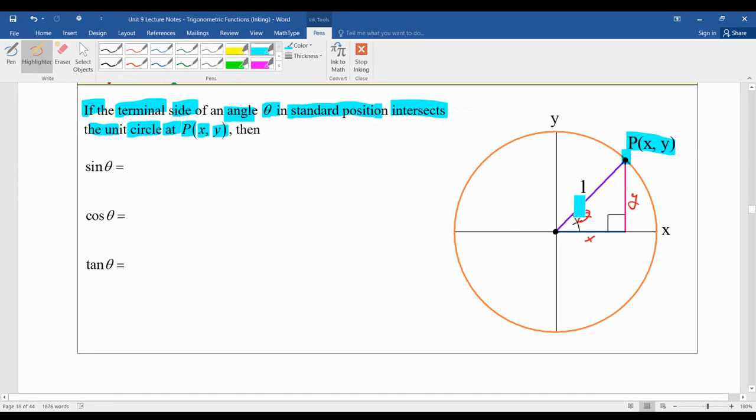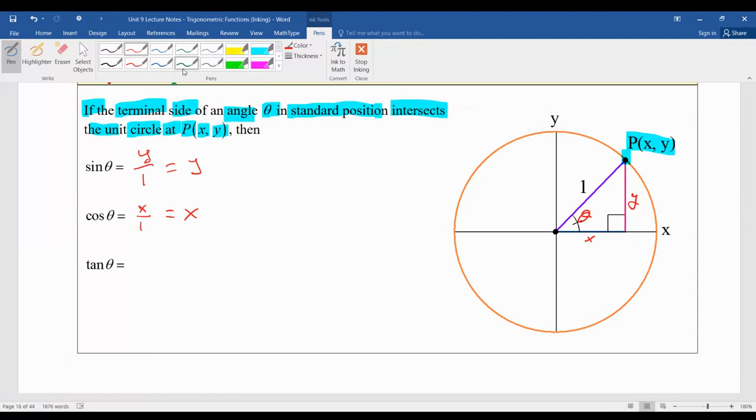then we can write the sine of theta as the opposite, which is y, over the hypotenuse, which is 1. And y over 1 is simply y. And then the cosine would be the adjacent over the hypotenuse, which is 1. So it would be x over 1, which is simply x.